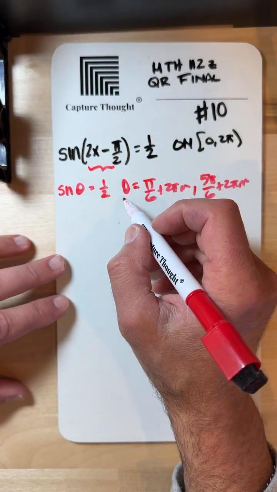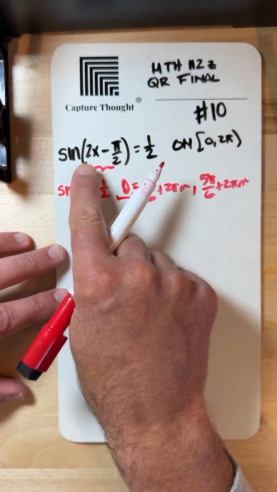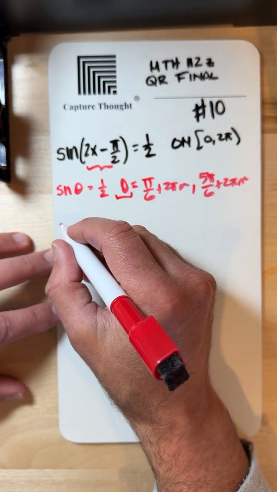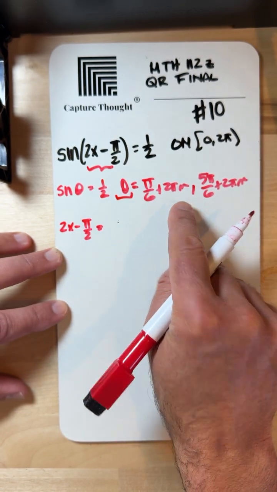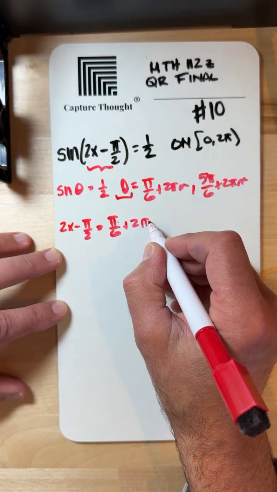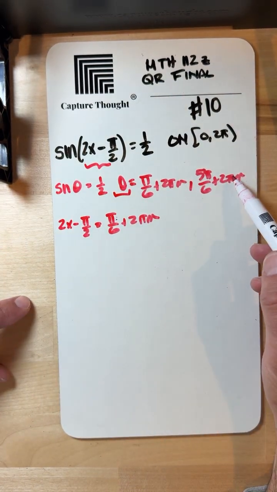But then you have to realize that we don't have theta as our argument. We have this thing. We have 2x minus pi over 2. So what you're going to do is set 2x minus pi over 2 equal to this, pi over 6 plus 2 pi n. And you're going to solve for the x value that makes this true. And you're going to do the same thing for the other one over here.